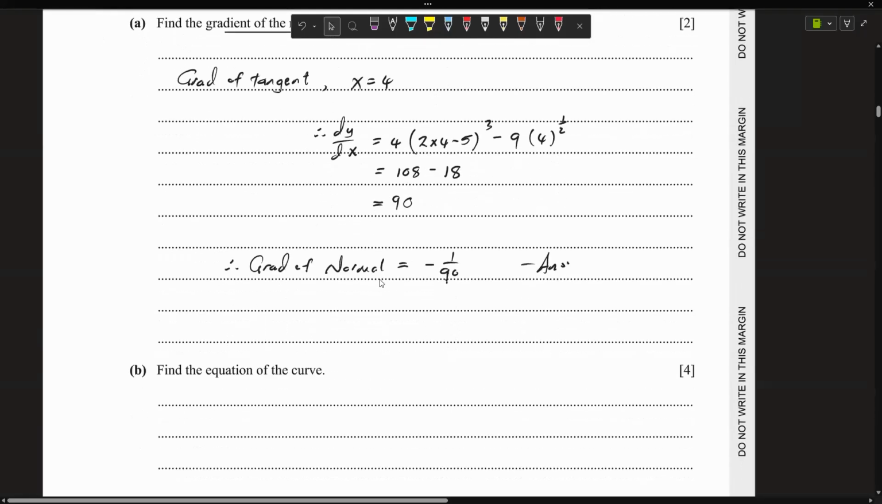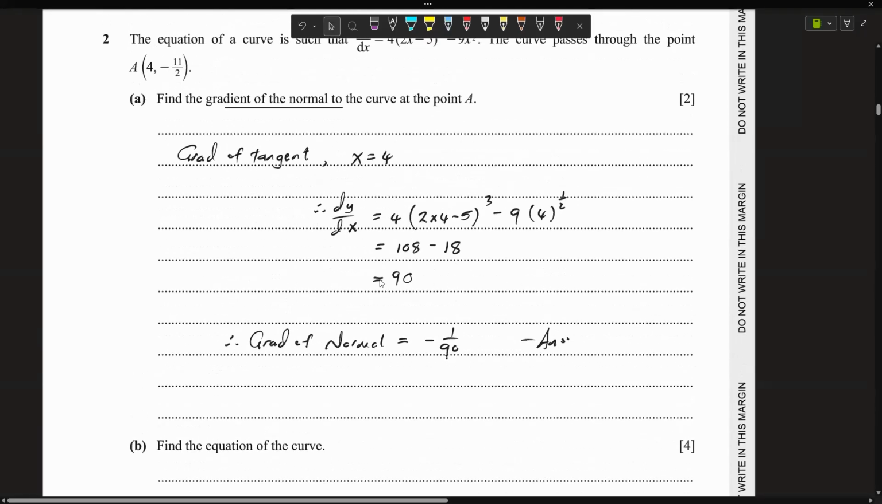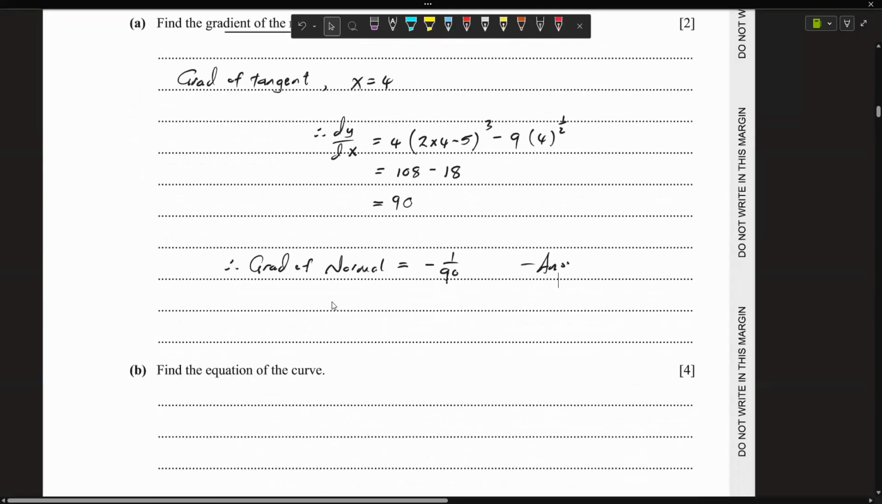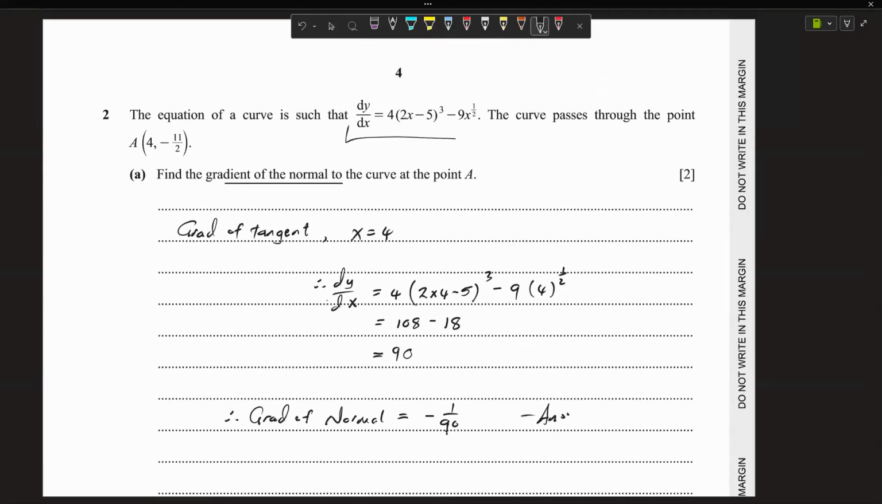All right, let's go on to part B. Part B says find the equation of the curve. All right, so to find the equation of the curve, when we have a derivative here, it means we are doing the reverse of differentiation, which is integration.